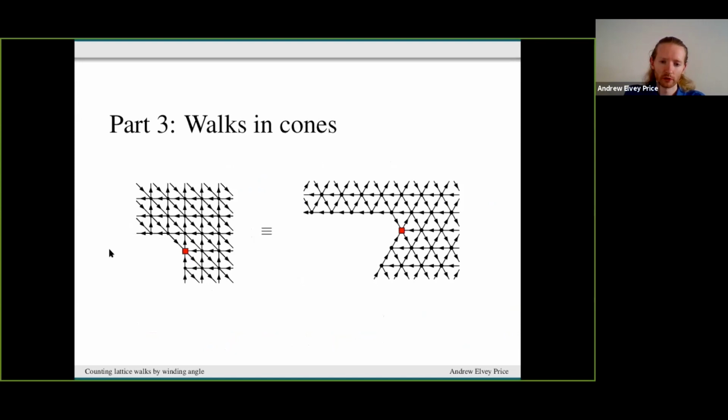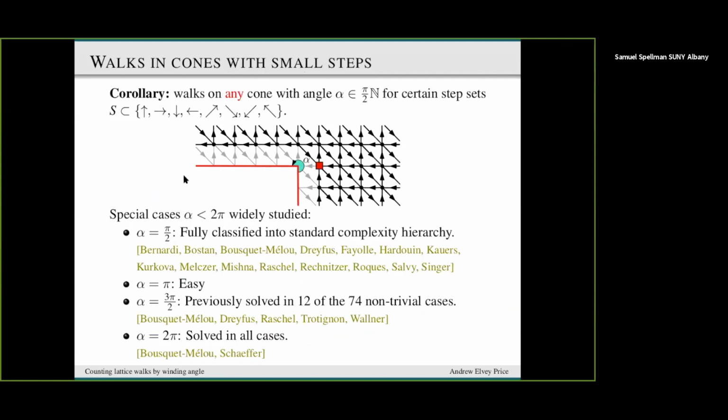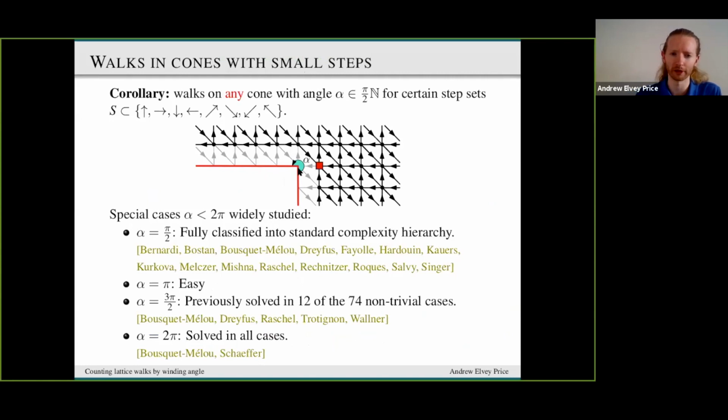Okay, so I'll now move on to a corollary of the results, which involves counting walks confined to a cone, such as this one. Walks confined to cones have been considered a lot in the literature, particularly in the quarter plane. The idea is we take some cone defined by an opening angle alpha, which is a multiple of pi on 2. So in this case, alpha is 3 pi on 2.